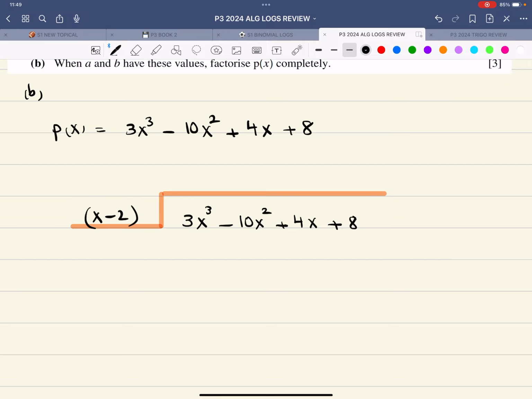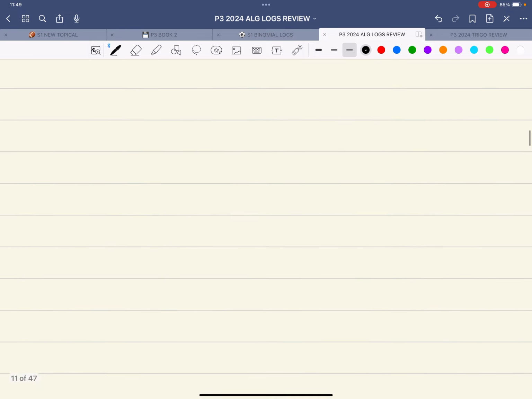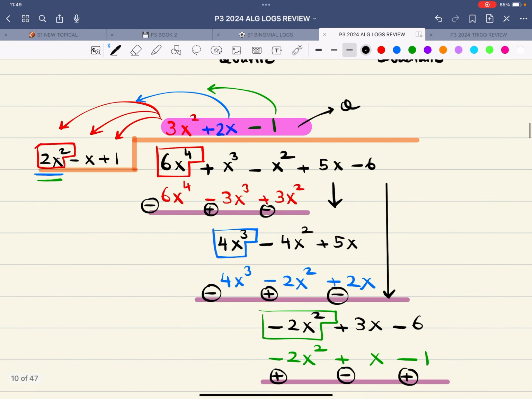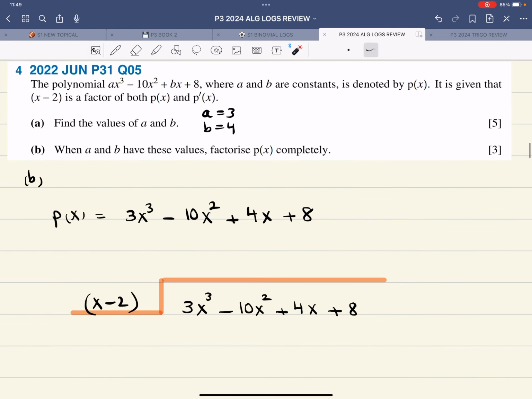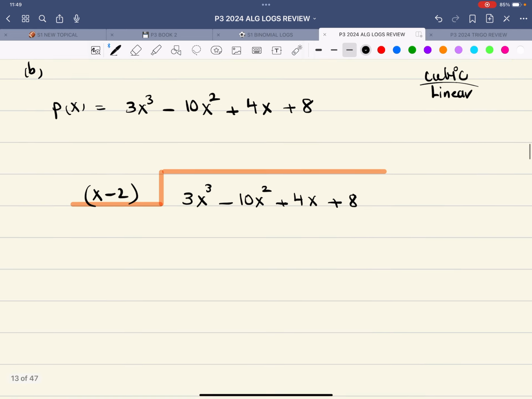Now, I just want to draw your attention to one thing. We did algebraic division, popularly known as long division. This was quartic divided by quadratic. Over here in this particular part, we are taking a cubic polynomial and we are dividing it by a linear factor. So that is what is happening. The rule is still the same. Take the highest power from here, take the highest power from here and divide. So that is 3x square.